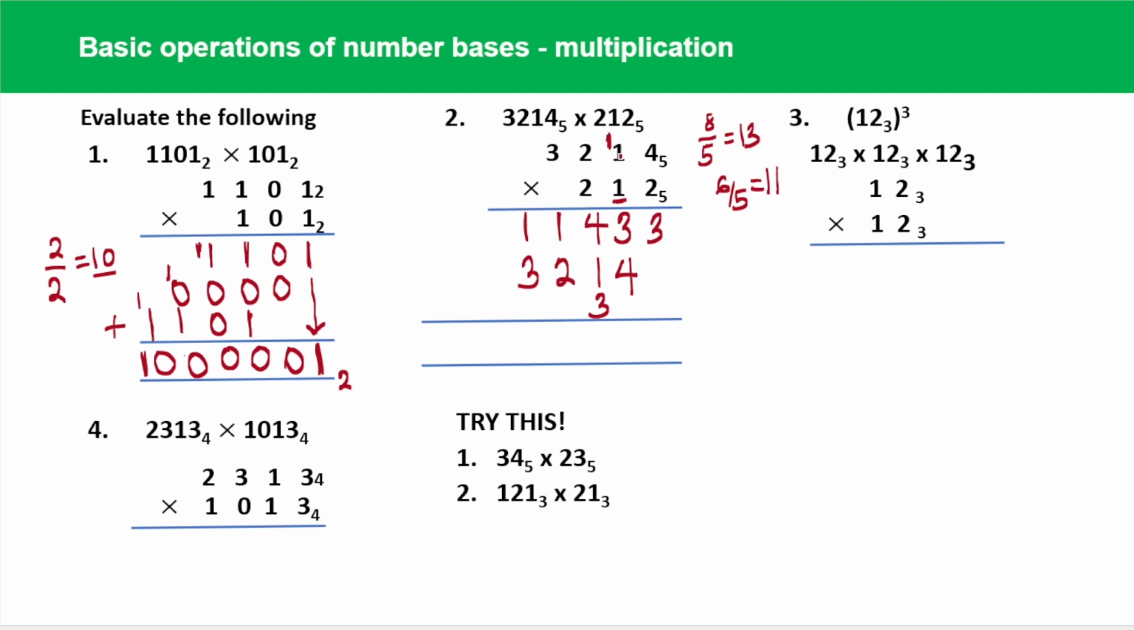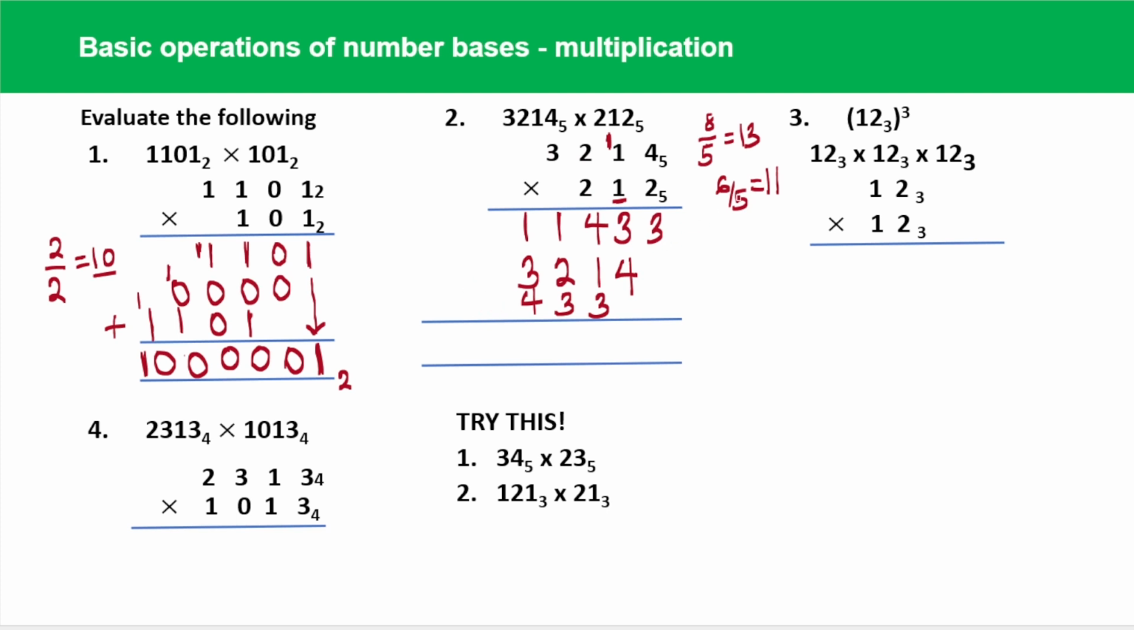And then 2 times 1, that's 2 plus 1, that will again give us 3. Then 2 times 2, that will give us 4. So 4, we can write 4, it's not up to our base. Then 2 times 3 will give us 6.